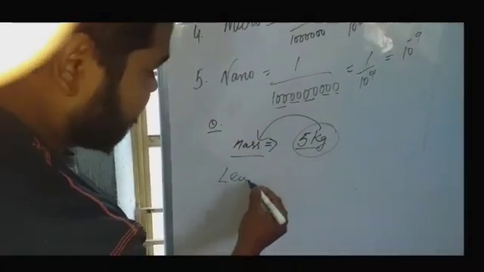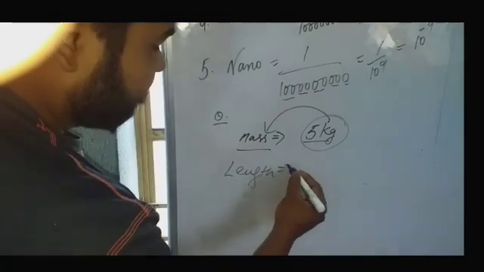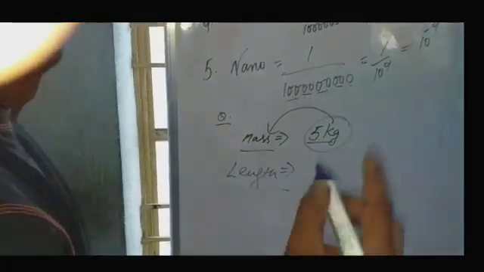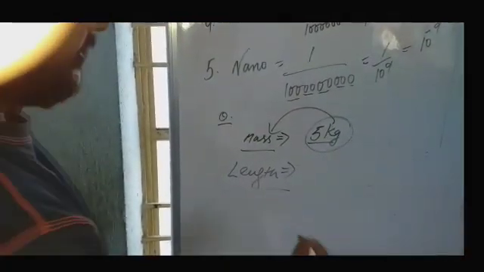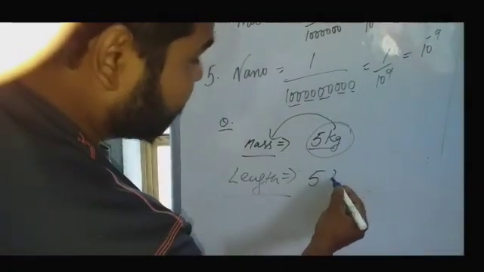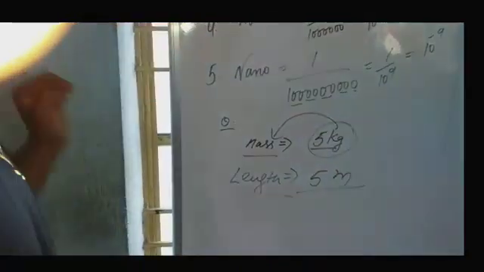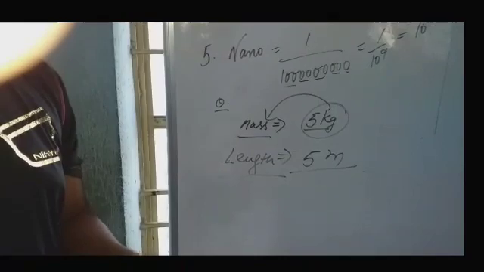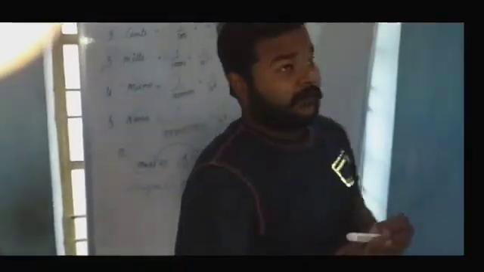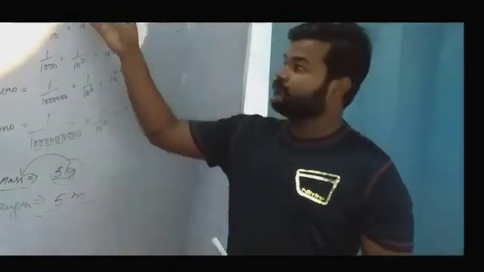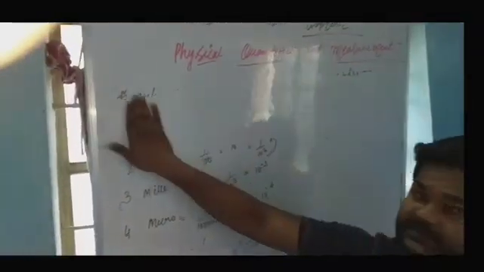Length is denoted in terms of the SI unit meter. So we write 5 meter. These are the SI units of mass and length. Understand, students? The next topic of our chapter is measurement of length.